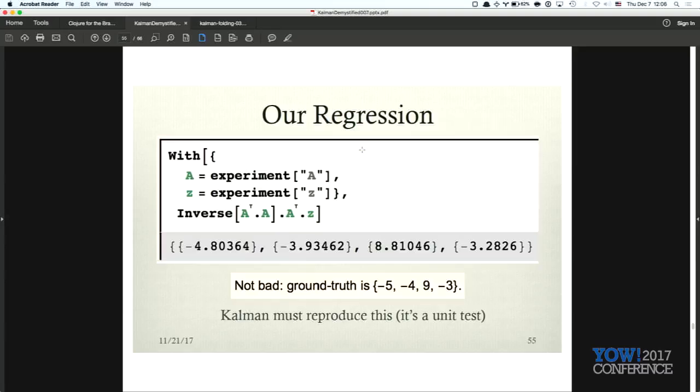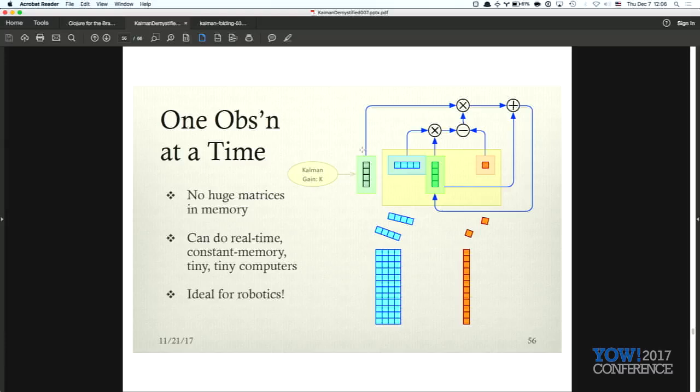Now, this is what I showed you before. Inverse of ATA times ATZ gives me my estimates. And the covariance, I could get the covariance also. Kalman must reproduce this. It's a unit test.